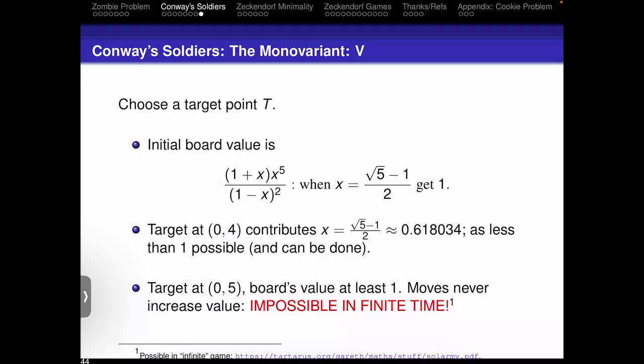What's interesting is there's an infinite version of this game where you're allowed to do infinitely many moves simultaneously. And if you can do certain types of infinite moves simultaneously, you can get up to 5.